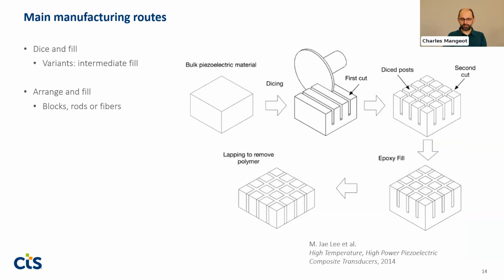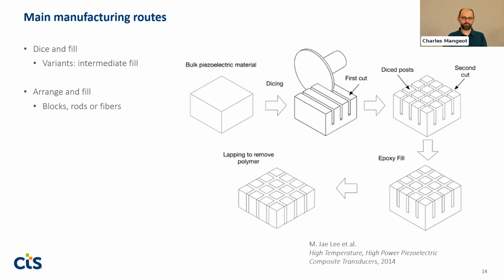All right, so in terms of manufacturing, we often use the dice and fill method. In the dice and fill method, we start from a bulk ceramic material, and then we dice in two directions. This is obviously for a 1-3 composite, which is, I would say, the most popular one. But we can do a 2-2 composite just by dicing only once. We dice in only one direction, then we fill with the resin in between, and then release the composite by lapping the backbone. I would say this is the most popular method.